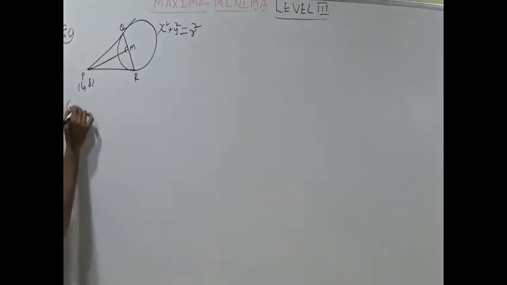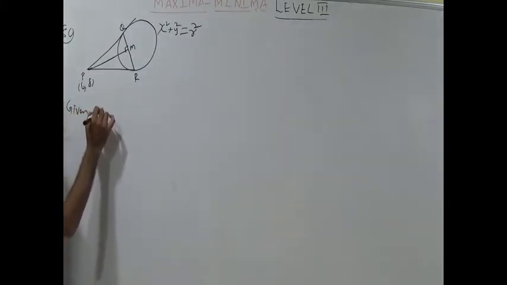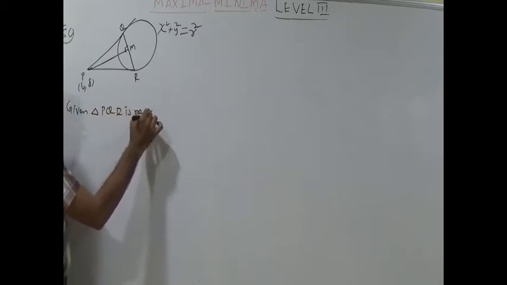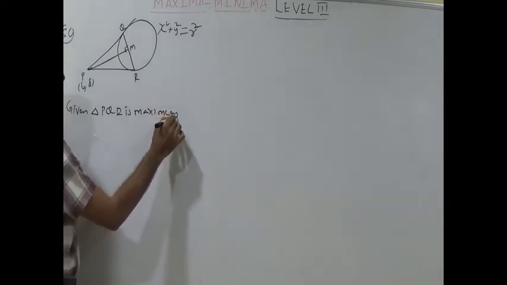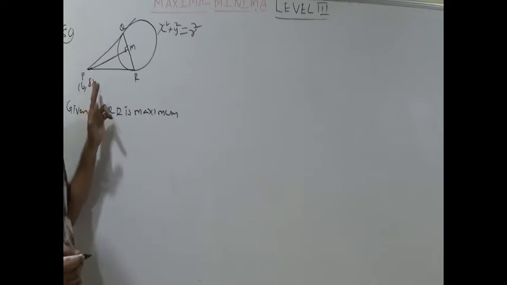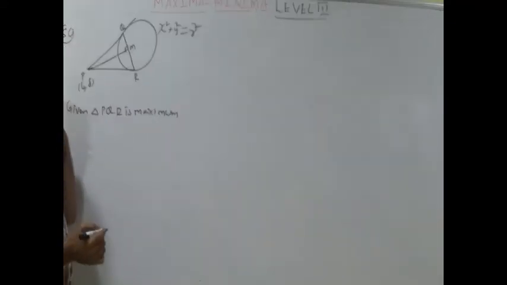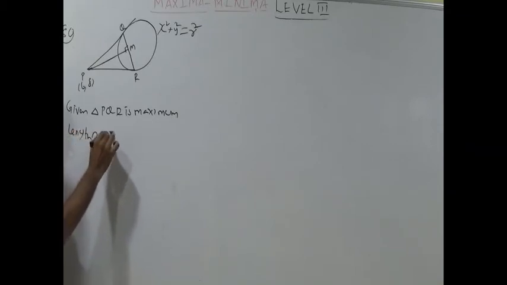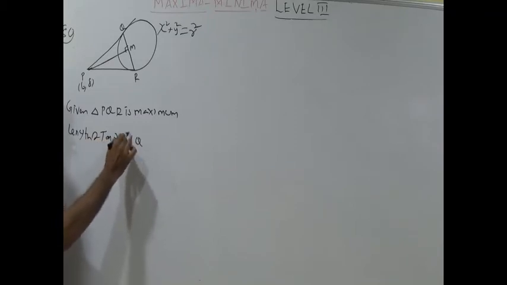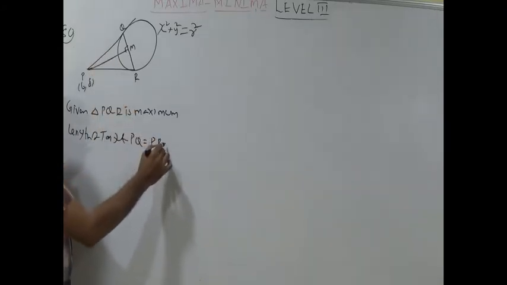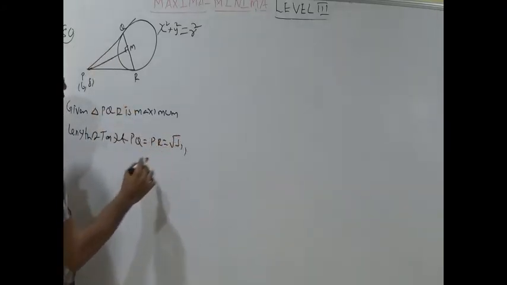Given, delta PQR is maximum. This is the data. So like the previous discussion, you write the full concept in your notes, students. I am not writing the concept here. Length of tangent I am writing here. Length of tangent PQ is equal to PR. These are the same. PQ is equal to PR is equal to root S11.